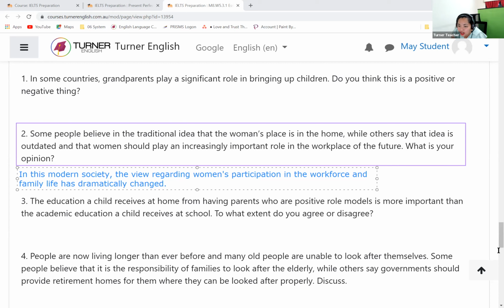"In this modern society, a large number of people have changed their mind about the women in the workplace." Again, this is not very clear, Carol. What do you mean by that? What do we mean by "have changed their mind about the women in the workplace"? If you mean that women are lazy, women are beautiful, what is this? What is the change of the mind? You have to be more specific with that.